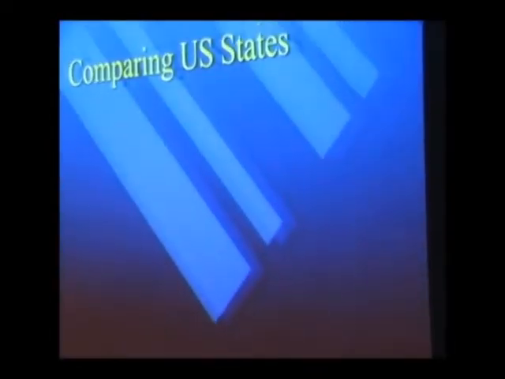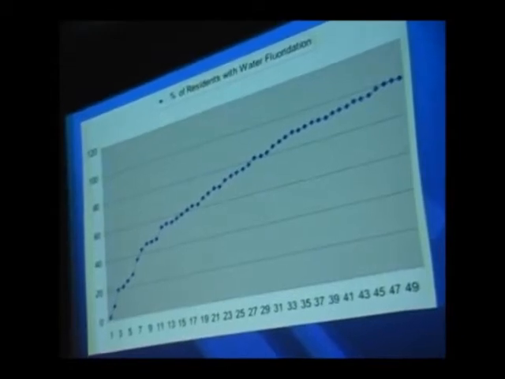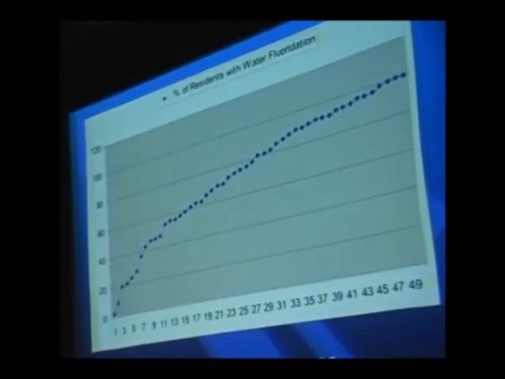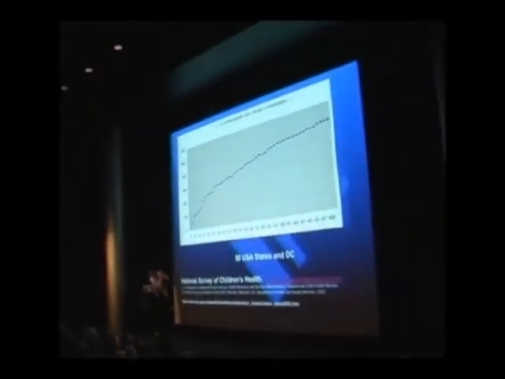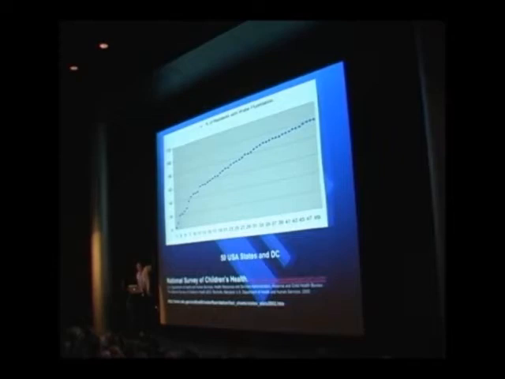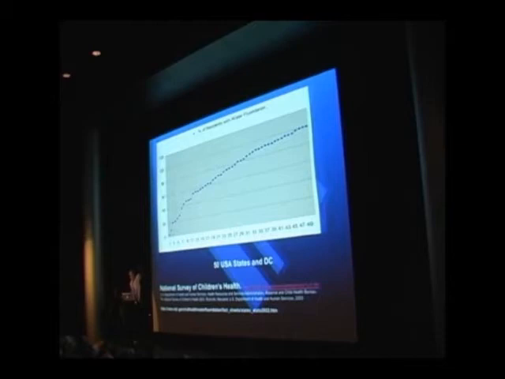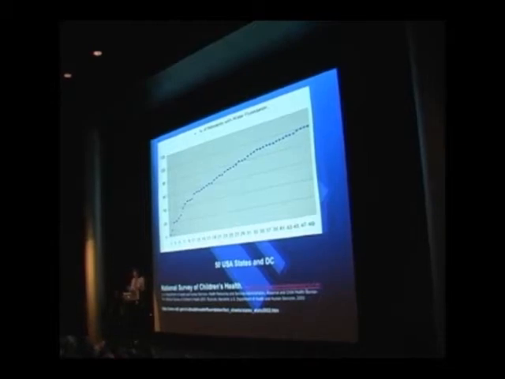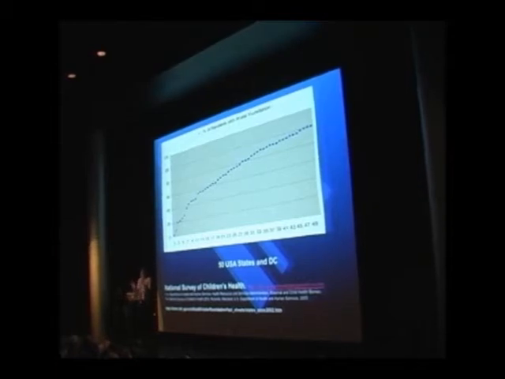Look at this, if we compare US states. These are the US states, 50 of them, in order of the percentage of the population drinking fluoridation. So at this end here, that's the state of Hawaii, which has very little fluoridation outside the army camps. And at the other end, you've got the District of Columbia, which is 100% fluoridated. And in between, you've got percentages ranging from 10 to, say, 90%.